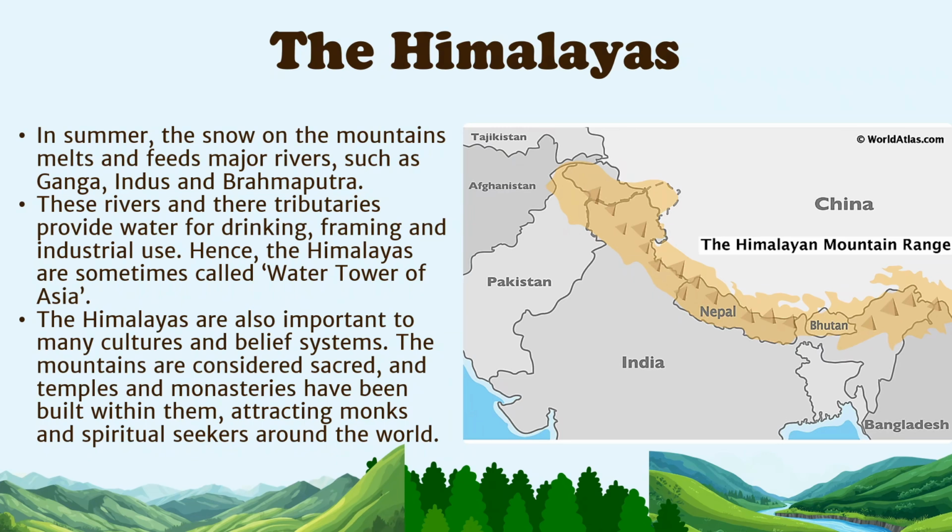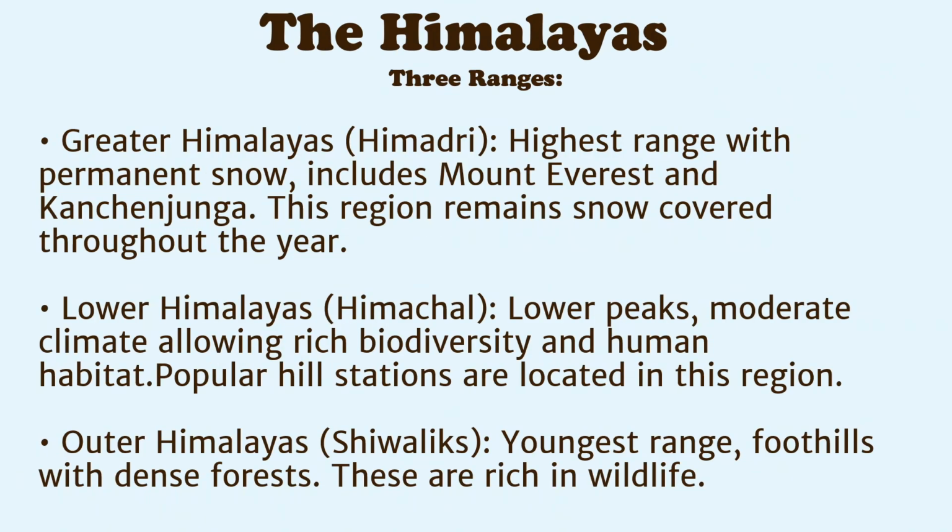During summer, snow melts from the Himalayas and feeds major rivers like the Ganga, Indus, and Brahmaputra. These rivers provide water for drinking, farming, and industries. This is why the Himalayas are called the water tower of Asia. The Himalayas are also considered sacred as many temples and monasteries are located there.